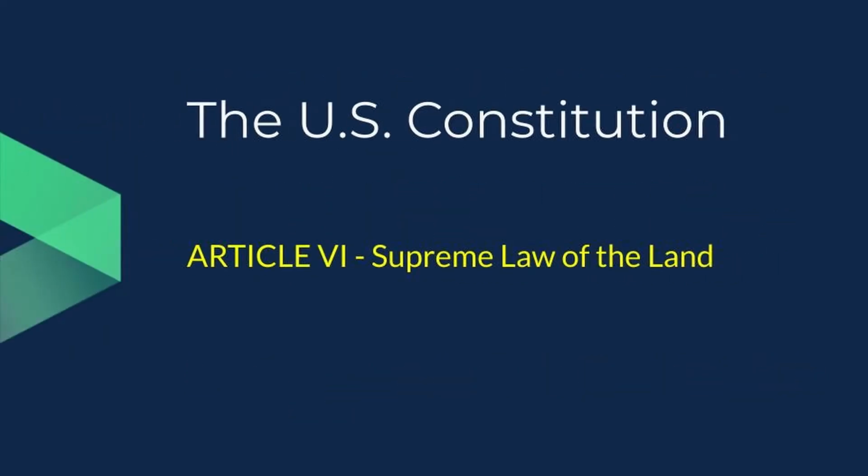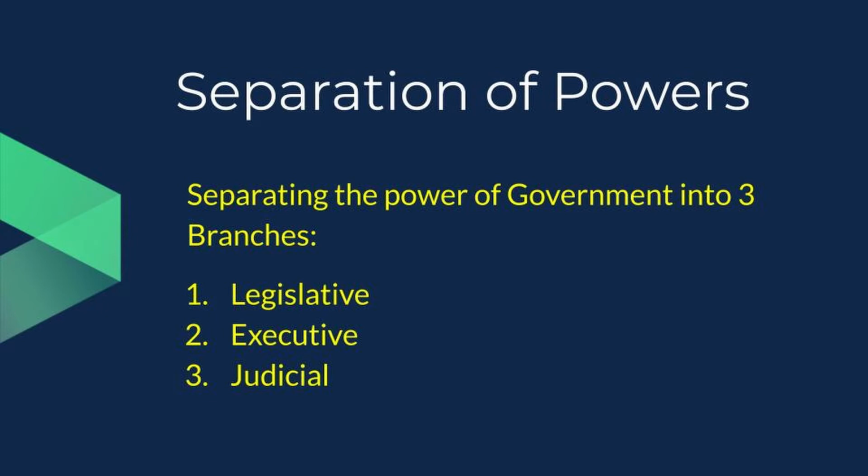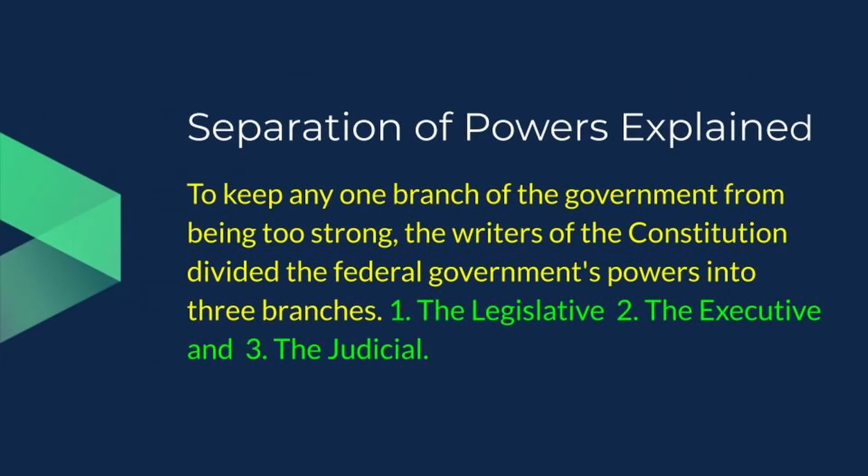The U.S. Constitution. Article 6 states that the U.S. Constitution is the supreme law of the land. Separation of powers. Separating the power of government into three branches: legislative, executive, and judicial. To keep any one branch of government from being too strong, the writers of the Constitution divided the federal government's powers into three branches: legislative, executive, and judicial.